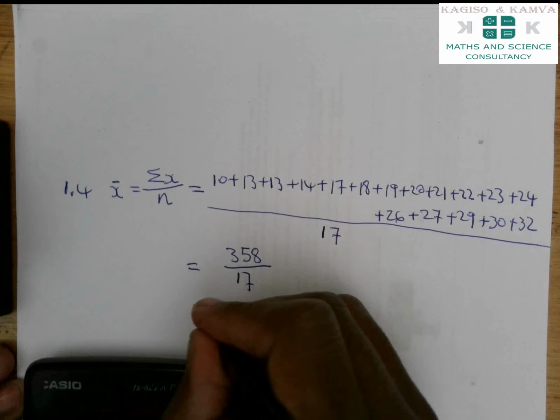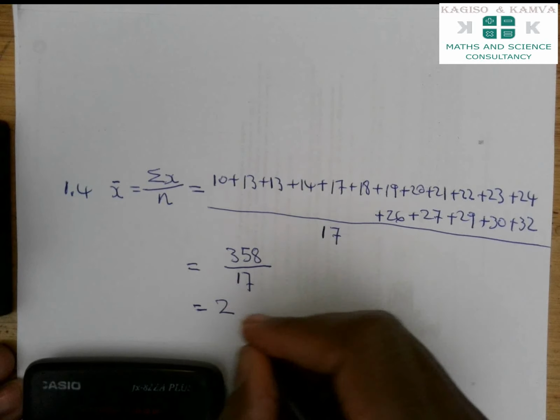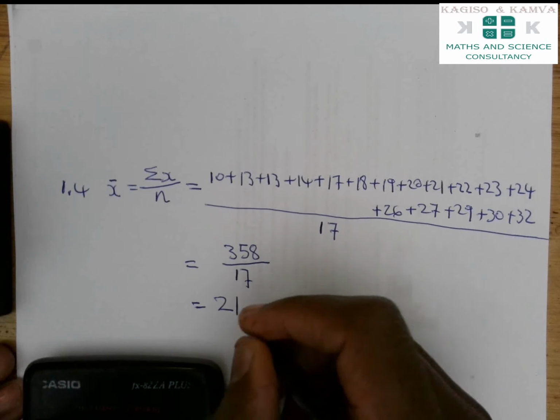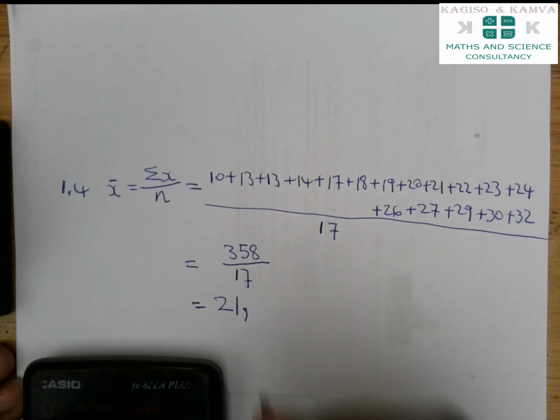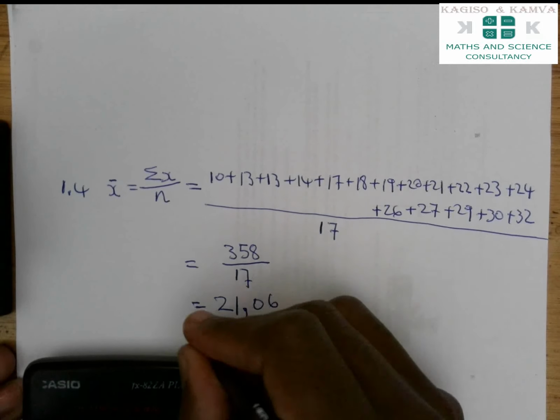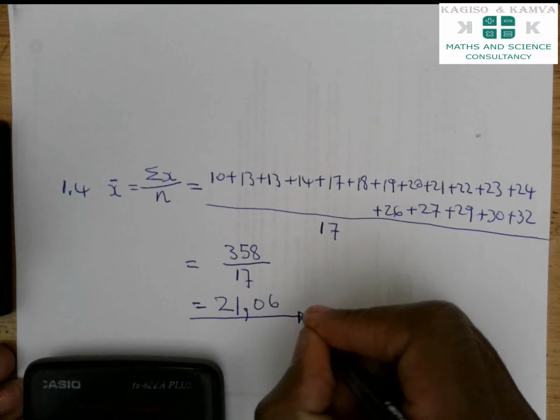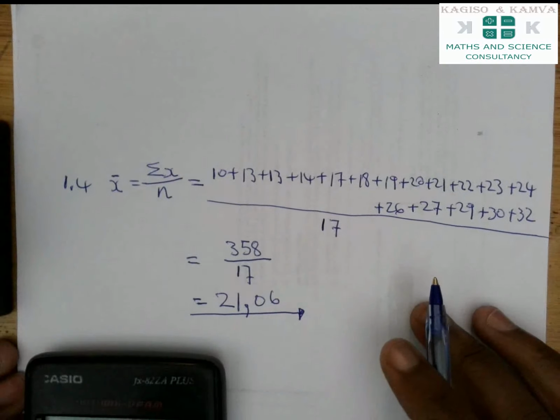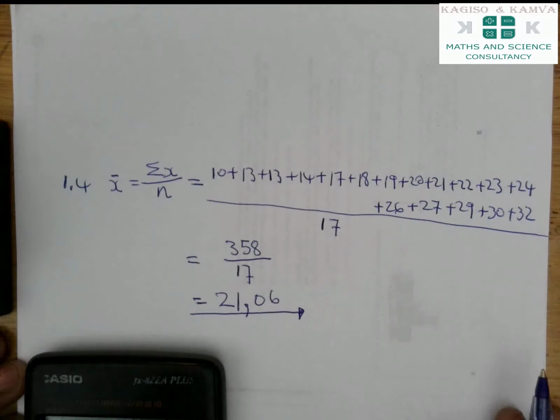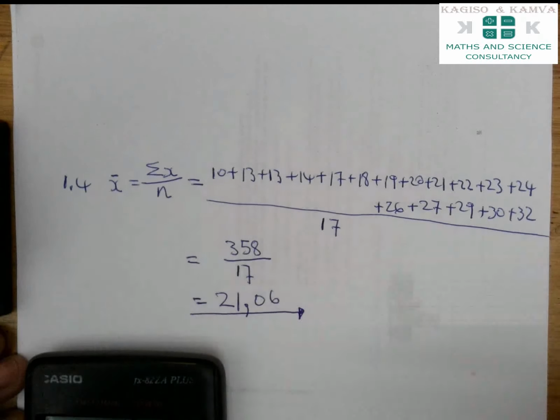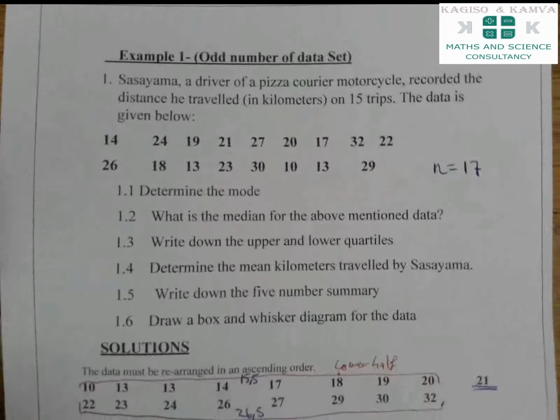So our mean is going to be 21.006, we normally round off to 2 decimal places. The mean is also known as the average. So once they ask you to calculate the average, you just calculate the mean. Okay, good. Now the next question.